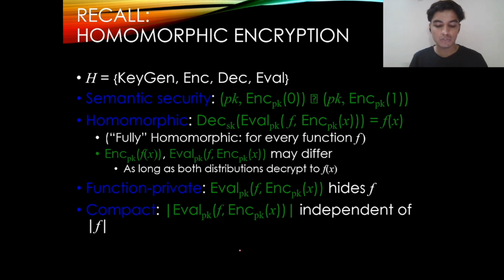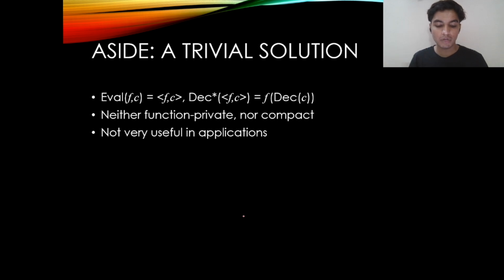Let's recap the properties of homomorphic encryption. Homomorphic encryption has semantic security, compactness, which means ciphertext size is independent of the function size, and function privacy, which is optional. It supports arbitrary functions if fully homomorphic. There are trivial but useless methods: evaluating f on c gives (f, c), and decrypting gives the decryption of (f, c). This fails both function privacy and compactness. It's insecure and inefficient.